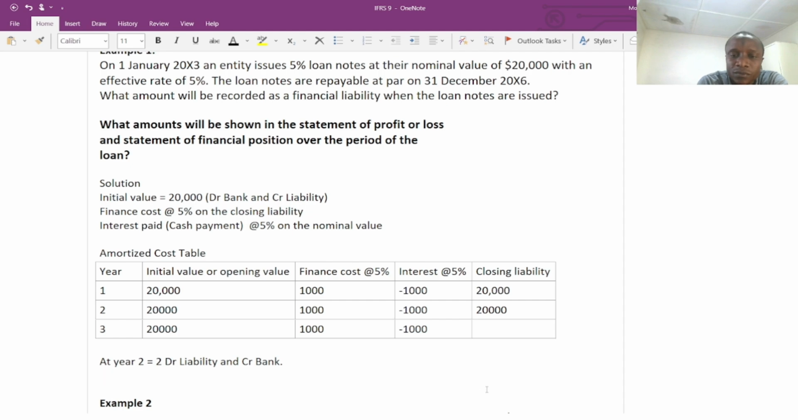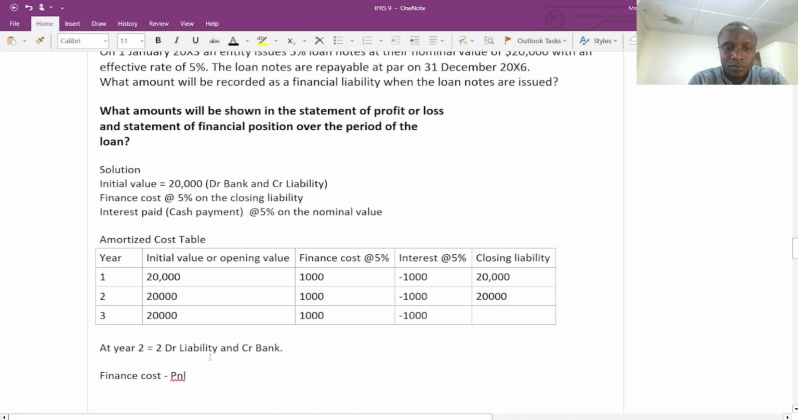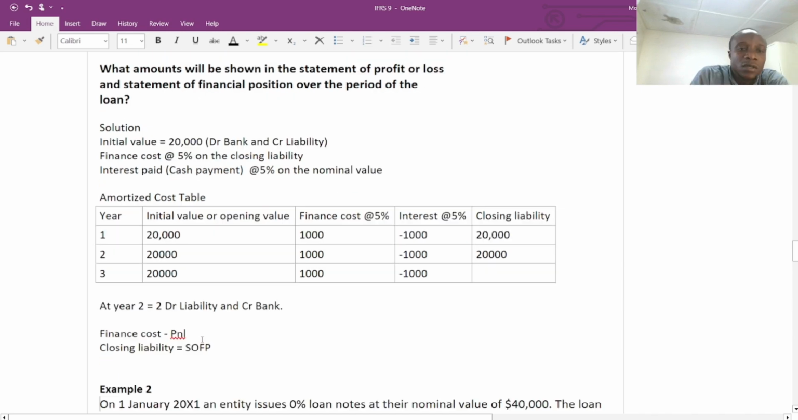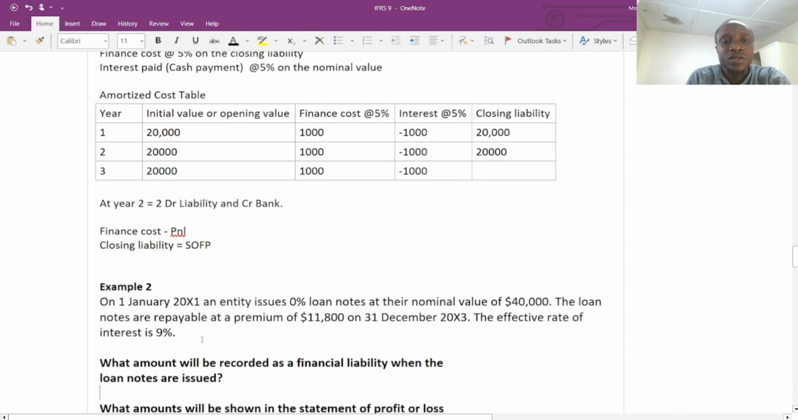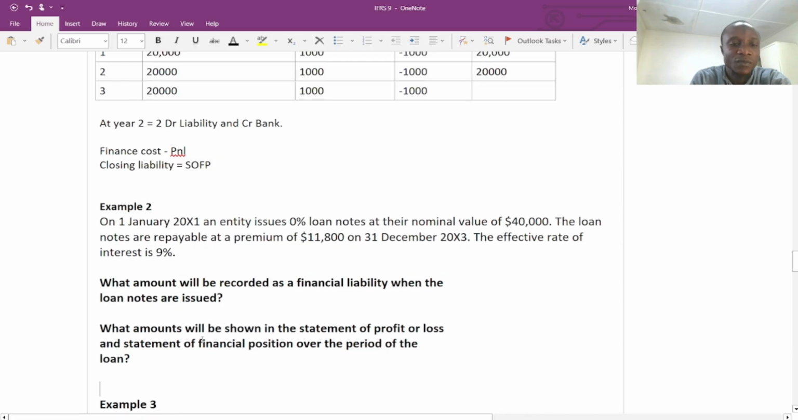Any question? So now, this is the concept that you need to know. This is what we are going to take to the statement of financial position. So the finance cost goes to the P&L, and the closing liability goes to the statement of financial position. Simple. So nothing to worry about. Let's go to example 2, so we are able to identify the distinction, right?